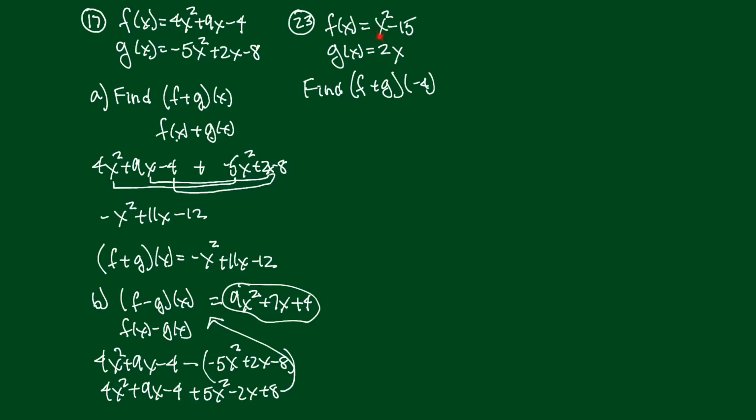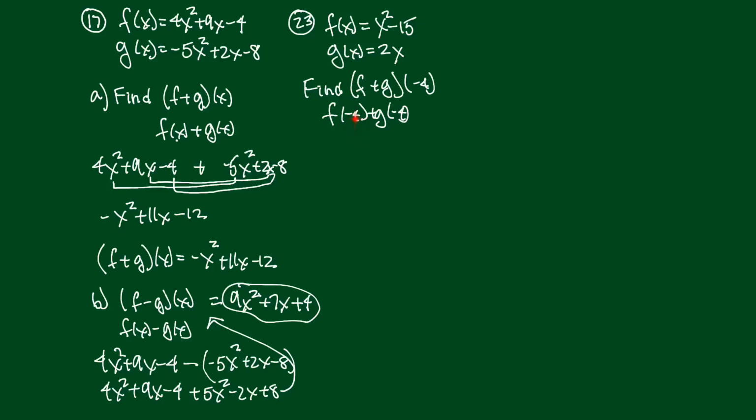23, we've got this f function here, that quadratic, and g, this linear. And what we want to do is build a new function, f plus g, and then evaluate it at negative 4. Now there's two ways to do this. I'm going to do this both ways. Here's one way. I could realize that f plus g of negative 4 means f of negative 4 plus g of negative 4. And then I can individually evaluate each one.